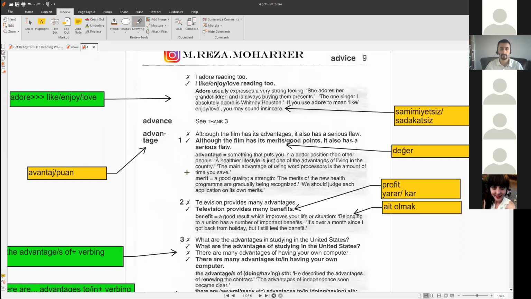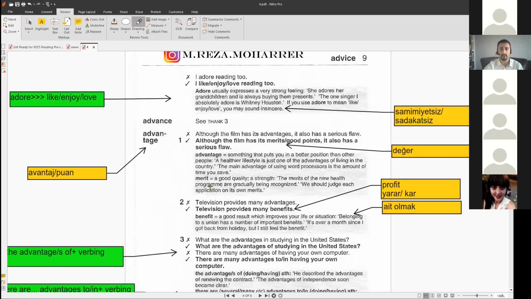Although the film has its merits, good points, it also has a serious flaw. Okay, flaw. Flaw means mistakes or problems. And the meaning of merit means in Turkish değer or good points. So what is the difference between advantage and merit or good point?